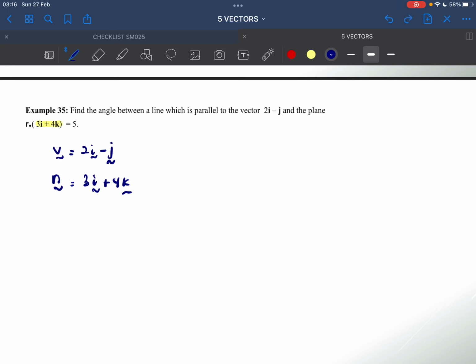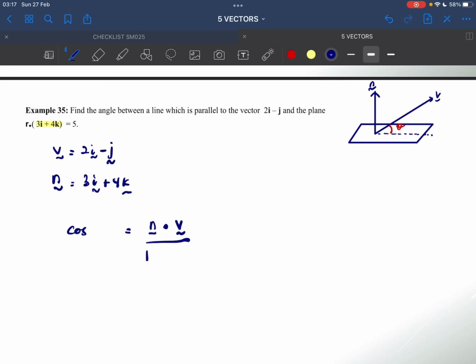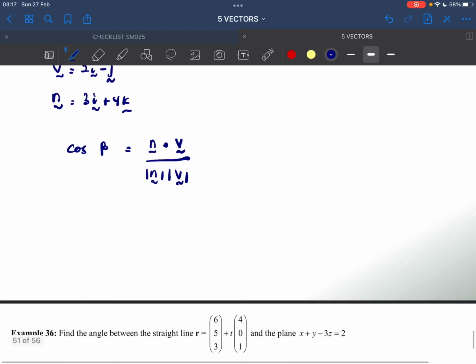Okay, so let's substitute into the formula. Here we have a plane, and we have a line here. This is our line, which is in the direction vector here. We have the normal of the plane here, but the angle that we want to find is here, theta. But if we use the formula cos of something equals n dot v over magnitude of n, magnitude of v, we are going to get this angle here. Because we use normal and vector, this angle is actually beta. So cos beta.